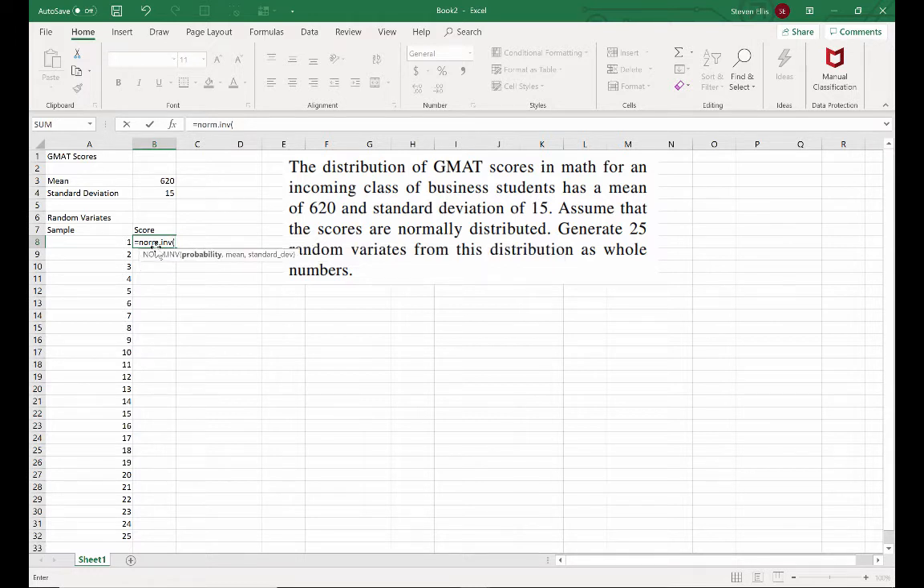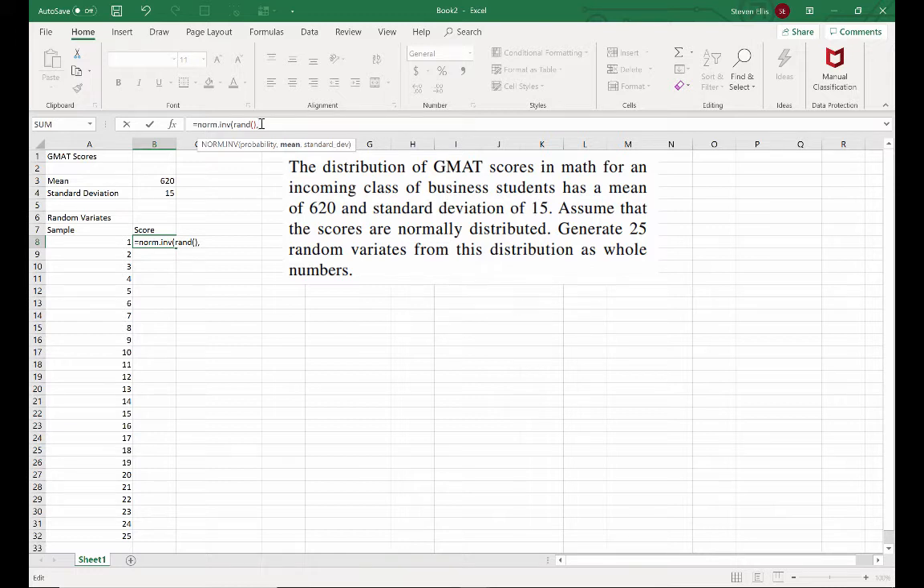Open parenthesis. Now the first thing that we want is the probability. Now the probability in this case, we're going to let be a random number from 0 to 1. So we're going to put in the formula where it says probability, equals rand, open and close parenthesis. So we're going to get some number between 0 and 1, or some percentage. And that's kind of what we wanted.